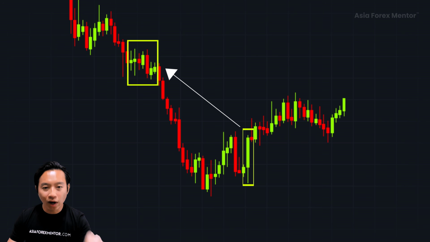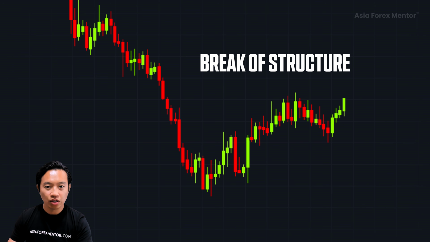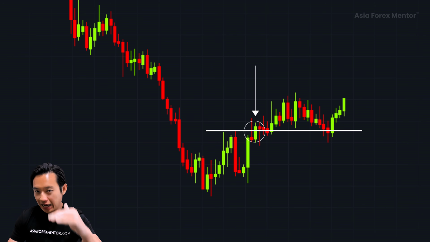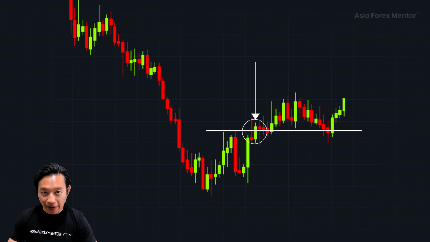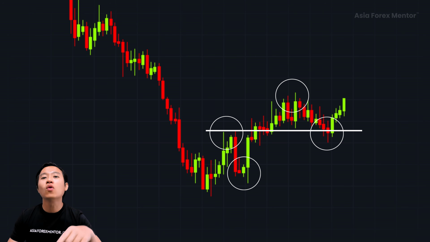So finally, what we are looking for is the break of structure, which occurs when price moves above this high. So now there is a pattern of higher highs and higher lows, right? This marks the end of the downtrend, showing how the 4 factors are now aligning.